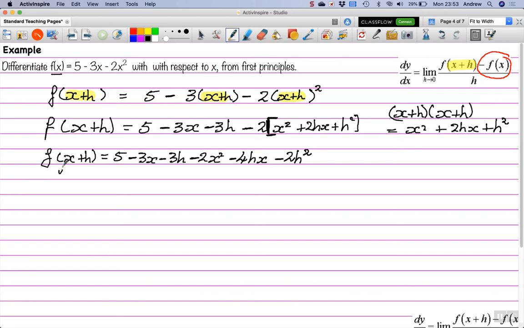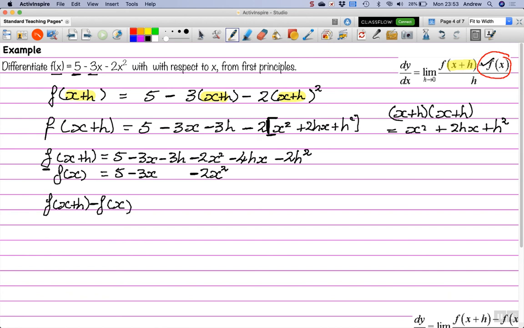So I've got f of x, and what does f of x equal? So I go back to here and look. So it's equal to 5, and I line up the 5 under the 5, minus 3x, and I line the minus 3x under the minus 3x, and a minus 2x squared, which again I line up under the corresponding value. And what are we doing? We are minusing. So I'm going to be doing a takeaway on both sides. The left-hand side becomes f of x plus h minus f of x.